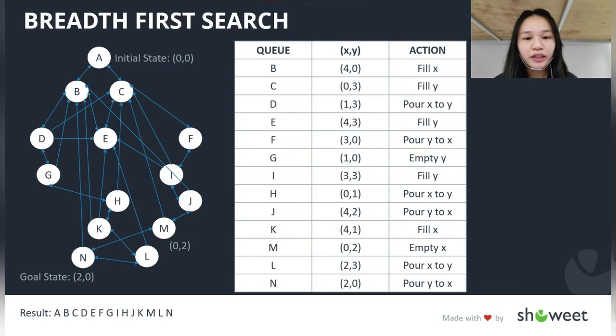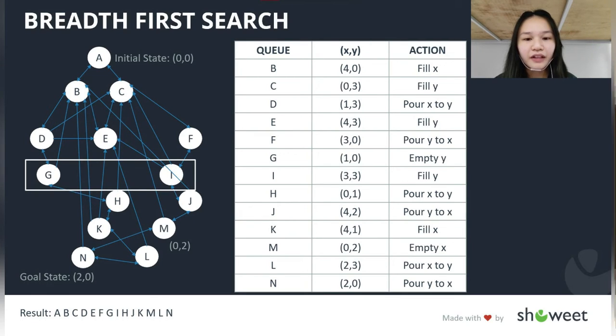I will draw the tree diagram to ease the understanding. Basically, this tree diagram is divided into 7 levels from 0 to 6. A is level 0, B and C that are divided from A is level 1, D, E, and F that are divided from B and C is level 2.